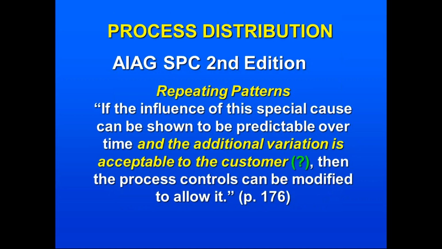If the influence of this special cause can be shown to be predictable over time, and we do know that tool wear is predictable over time because it's a function we refer to as tool wear rate, and an additional variation is acceptable to the customer, which of course we hope the customer is, because if they want precision machining, tool wear is pretty much a part of that process, then process controls can be modified to allow it. So AIAG has identified that we can actually change process controls and modify them to allow this type of variation.